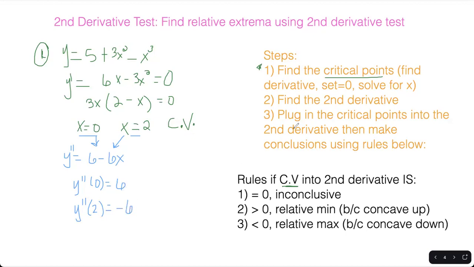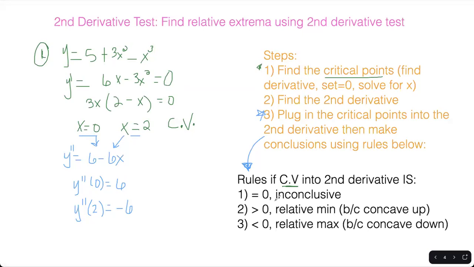So now, once we plug them in here, we make a conclusion based on these rules. If we were to end up getting 0 when we plugged these in, that would mean it is inconclusive. We can't tell by the second derivative test what this is. It could be an inflection point, it could be a max or min, but we can't tell. So if it's 0, it means you would need to do further investigation, which I'm not going to have you do. So if it turns out to be 0, you can just write inconclusive and leave it at that.